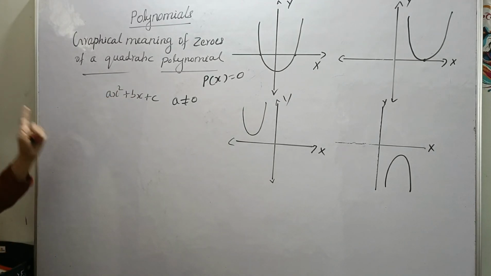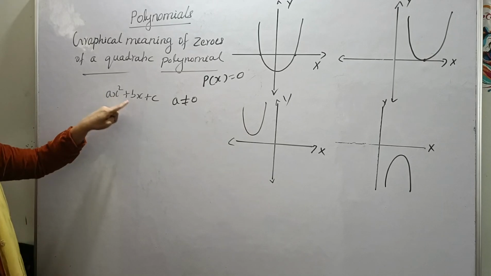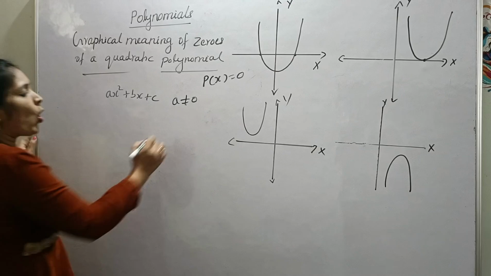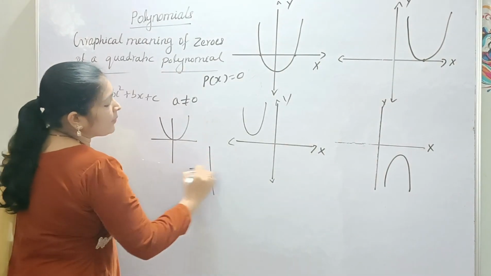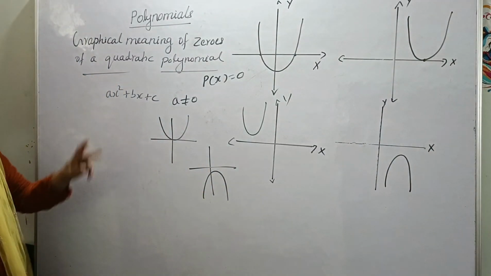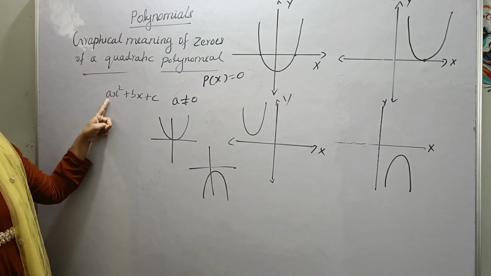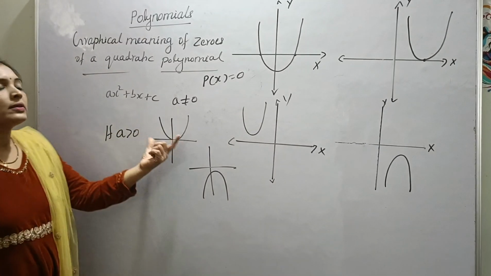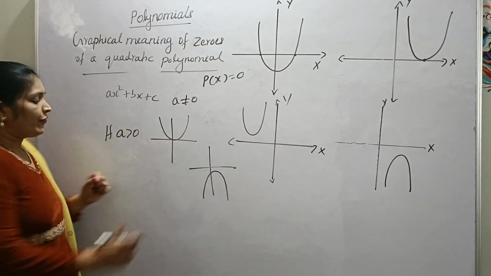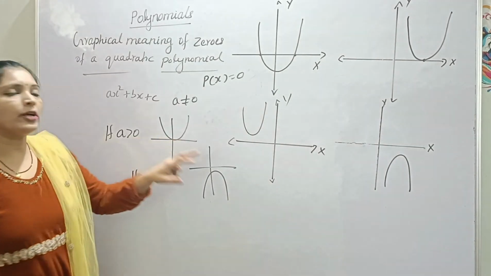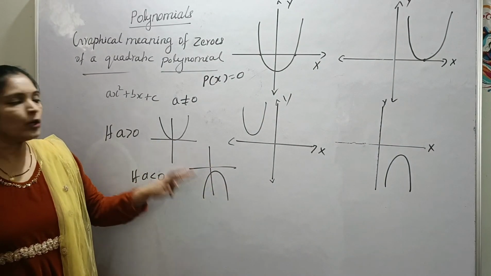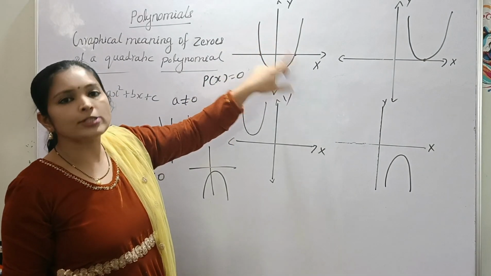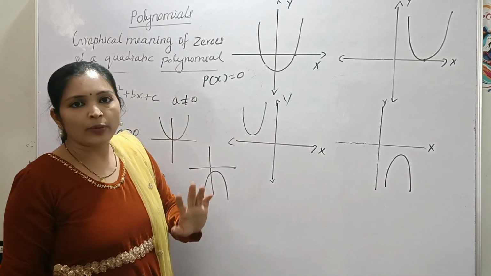And we know that the graph of a quadratic polynomial, ax square plus bx plus c, is a parabola. There are two cases. Either the parabola opens upwards or the parabola opens downwards. It depends on whether a is greater than 0 or less than 0. If a is greater than 0, then the parabola opens upwards. If a is less than 0, then the parabola opens downwards. Note it down.